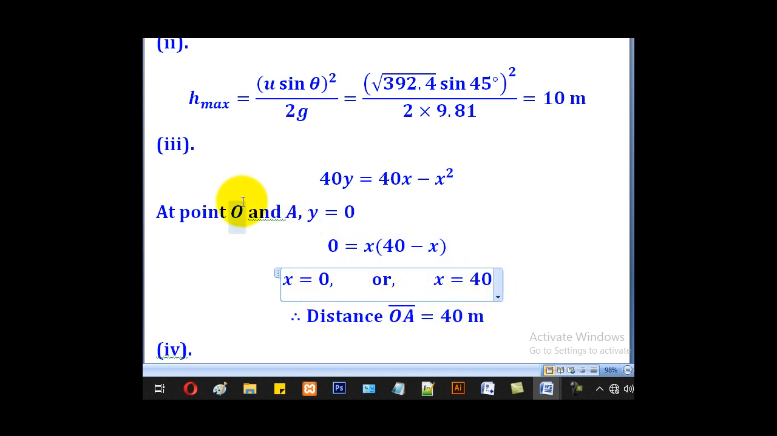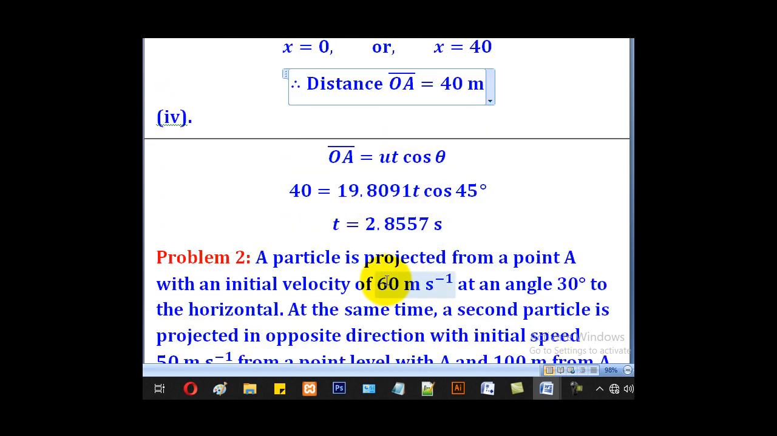So at x equal to 0, the particle is at point O. At x equal to 40, the particle is at point A. Therefore, distance OA is equal to 40 meters.